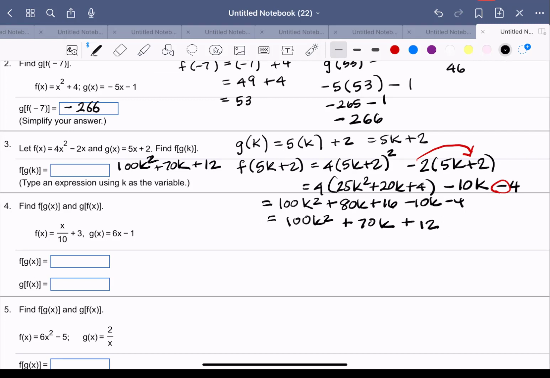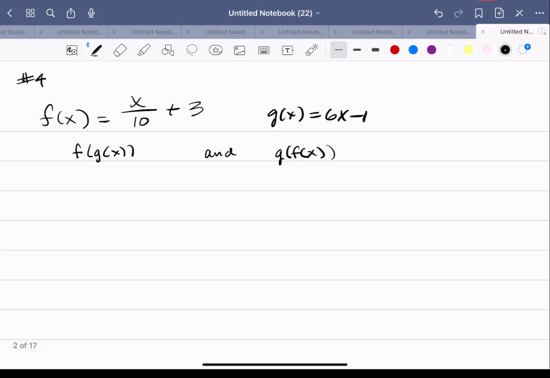Example number 4. Find f of g of x and g of f of x for f of x equals x over 10 plus 3 and g of x equals 6x minus 1. So the first one I'm going to do is f of g of x, which is 6x minus 1. So this is g of x. I'm going to put that into f every time I have an x. (6x minus 1) over 10 plus 3.